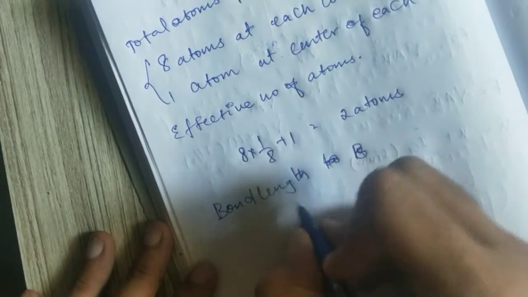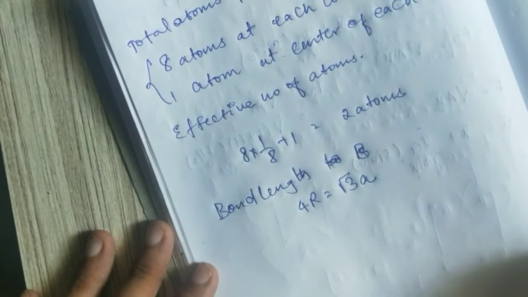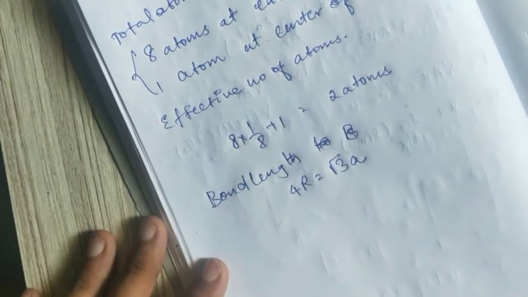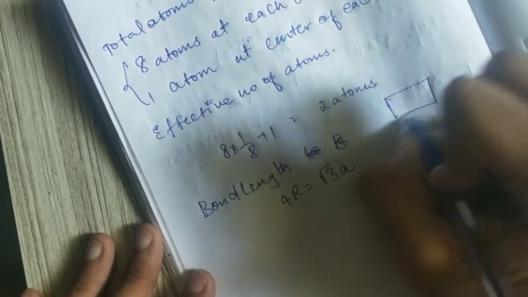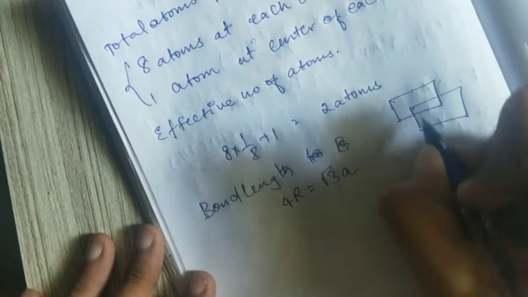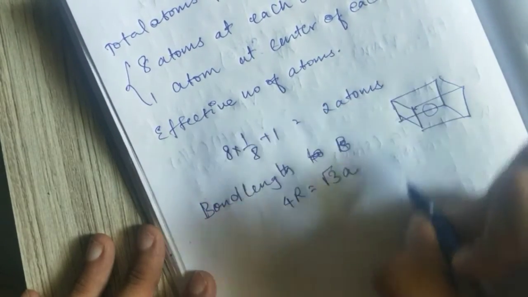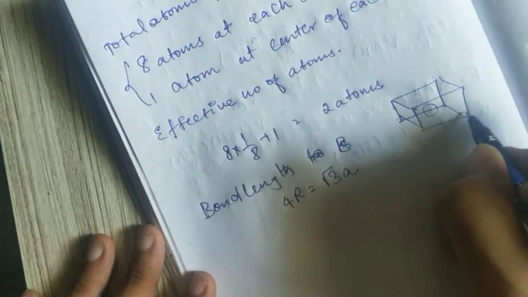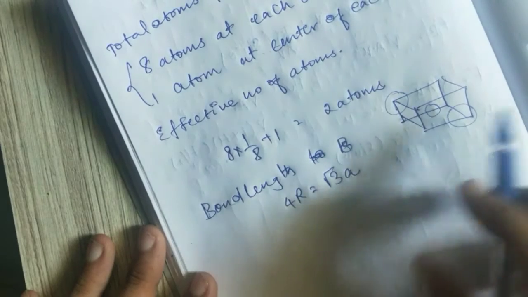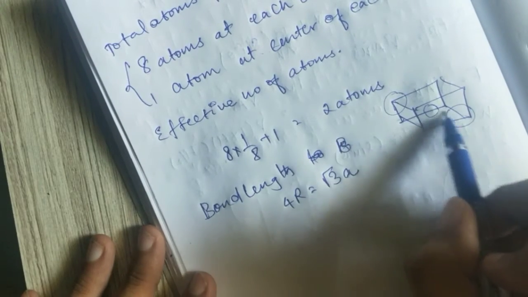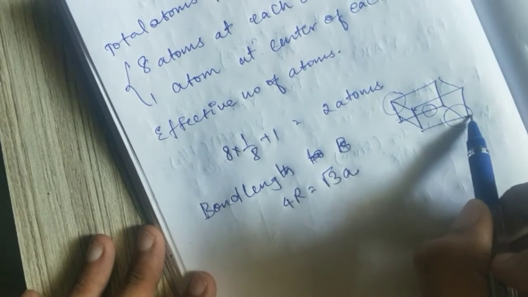is given as 4r is equal to root 3a. If you want to know about the derivation, I'll explain. See, this is the cubic cell, right? In the center there is one atom, and in this edge there is one more atom, and in this edge there is one more atom. Okay, if you see, this will be a diagonal, yes or no, from this end to this end.